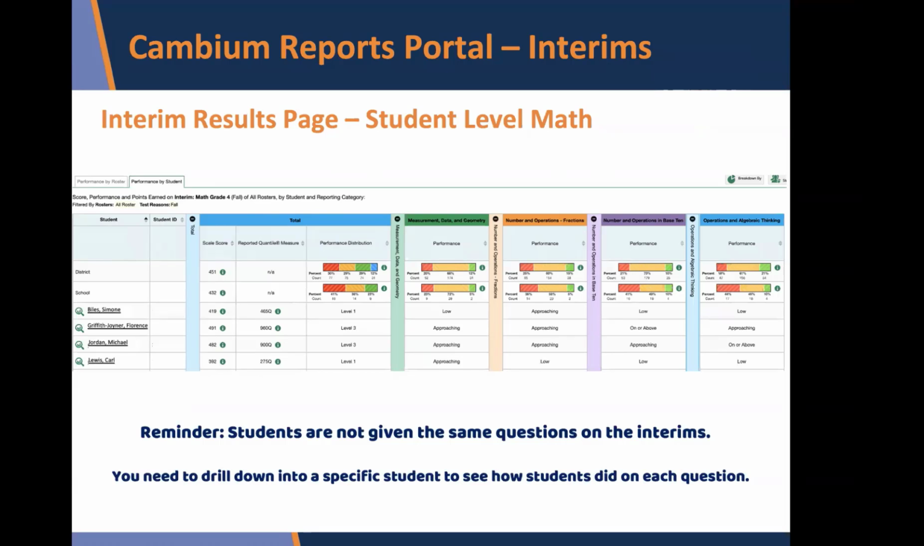So you need to drill down into a specific student to see how they did on each question.